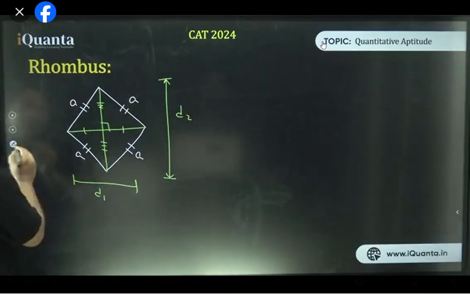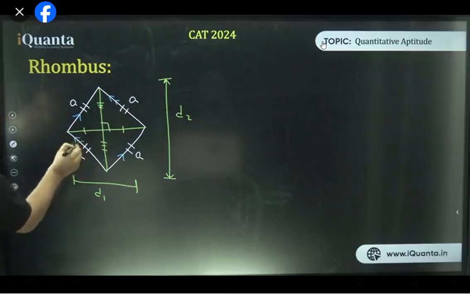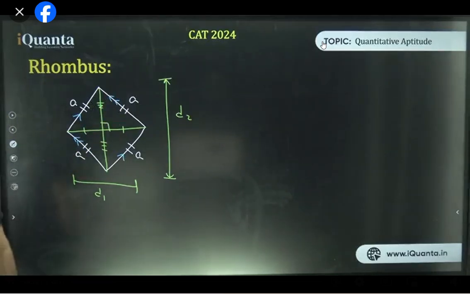Is that clear? Parallel का मैं यहाँ पे symbol बना देता हूँ. This is parallel to this one, and this is parallel to this one. So when we use these arrows, it's parallel. D1 is, Nishit, exactly. D1 is not necessarily equal to D2. Okay, रात्रिका? ठीक है. Not necessarily.